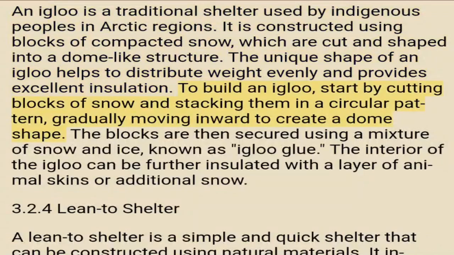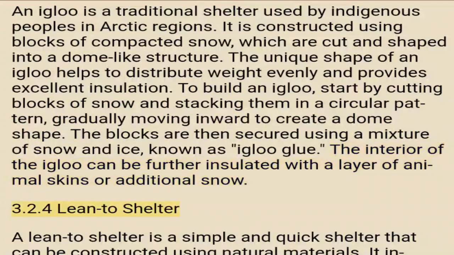To build an igloo, start by cutting blocks of snow and stacking them in a circular pattern, gradually moving inward to create a dome shape. The blocks are then secured using a mixture of snow and ice, known as igloo glue. The interior of the igloo can be further insulated with a layer of animal skins or additional snow.